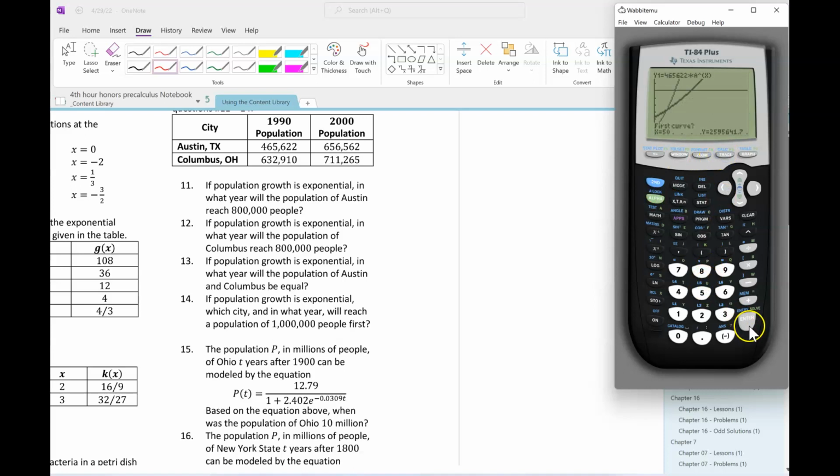Second, trace, intersect command. So first curve matters here. I notice up at the top it's telling me it's on Y1 right now. That was Austin, so I'll press enter there. Now it says it's on Y2. That was the equation for Columbus. I don't want that one, so I'm going to press down and move it on to Y3, which was the 1 million line. Press enter and enter again. So there it is at 22.24 years.